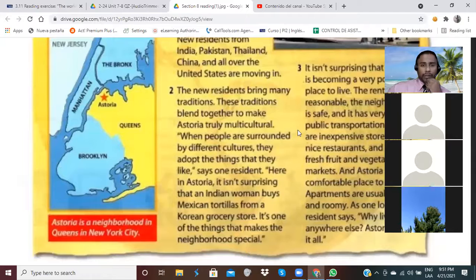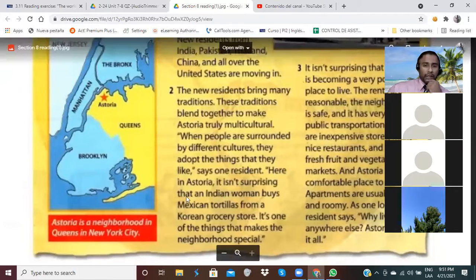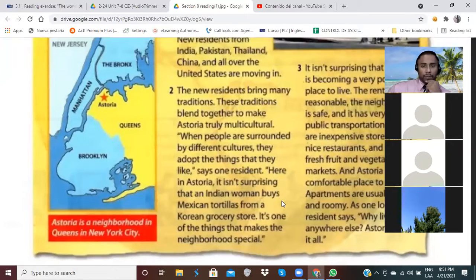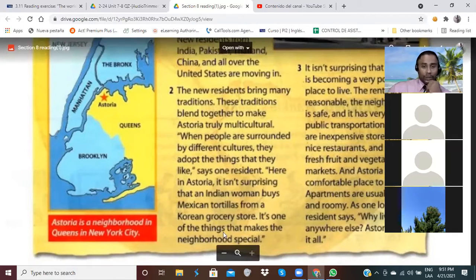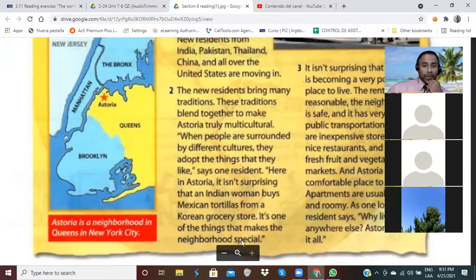The new residents bring many traditions. These traditions blend together to make Astoria truly multicultural. When people are surrounded by different cultures, they adopt the things that they like, says one resident. Here in Astoria, it isn't surprising that an Indian woman buys Mexican tortillas from a Korean grocery store. Wow. It's one of the things that makes the neighborhood special.